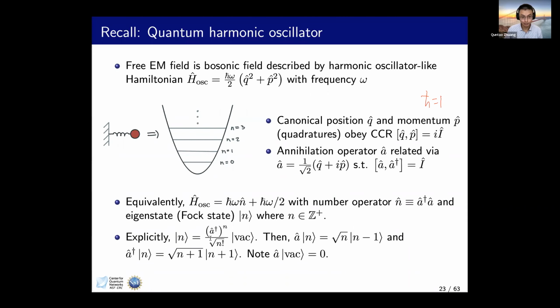And explicitly, you can also write down how this Fock state can be created from this vacuum state. And you get this basic algebra of creating a state, annihilating a photon and adding a photon. You get these prefactors square root of n+1 and the square root of n. And on vacuum, of course, the annihilation operator annihilates the vacuum because there's no photon to annihilate.